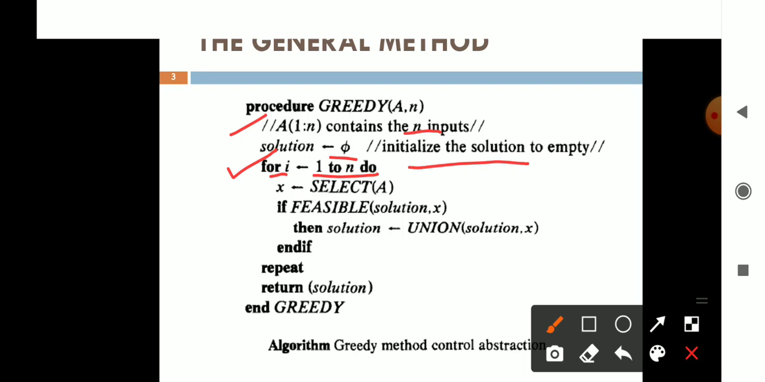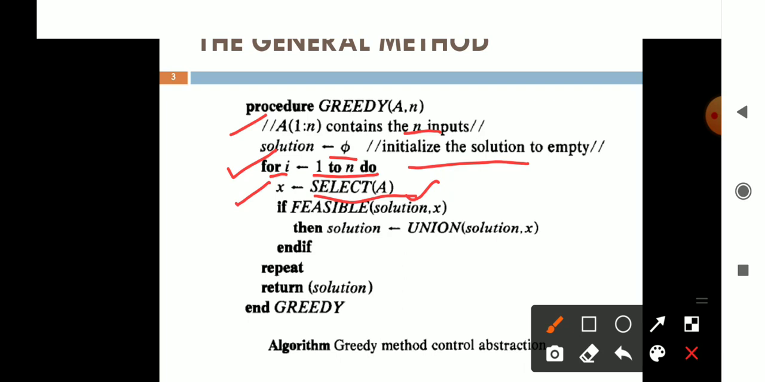The union of solutions there means multiple feasible choices will be there. So here we are going to select from A. The function select selects an input from A. This function select selects the input from A and removes it and assigns it to the value x. It is assigning the value to x.